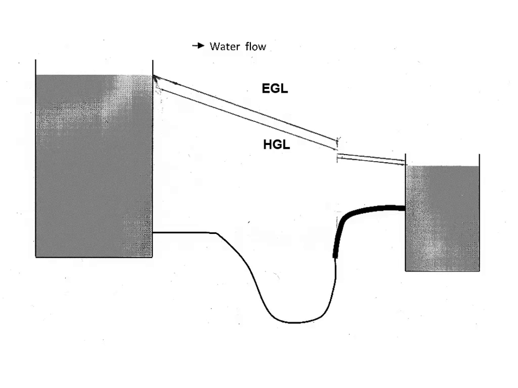Let's take a look at the first one. See if you're headed in the right track. The EGL is going to be above the HGL, of course. So that's one characteristic I hope that you'll include. Another should be that they both start at the water surface on the left.